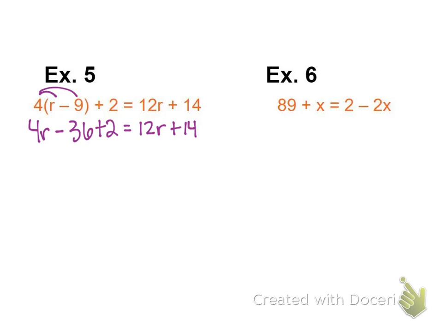We haven't seen one where we had to distribute and combine yet. What can combine? Negative 36 and 2. Very good. Anything that's on the same side of the equal sign that are like terms can combine. So we combine minus 36 plus 2. What does that give me? Negative 34. You need to be careful with your integers. If you were to put 4R minus 38 there, it would throw off the whole rest of your problem.